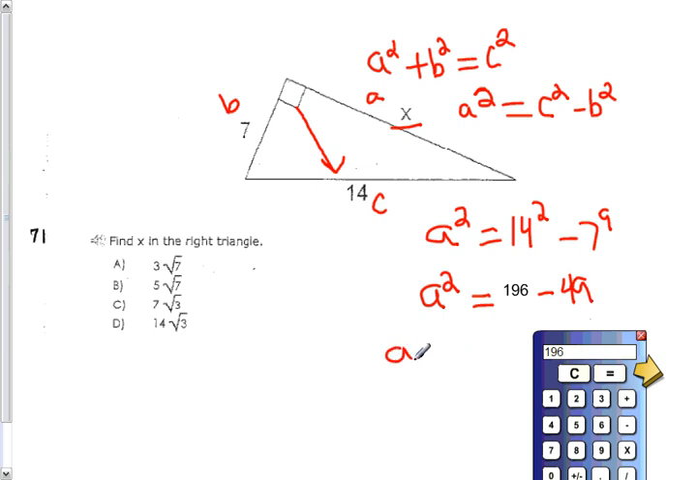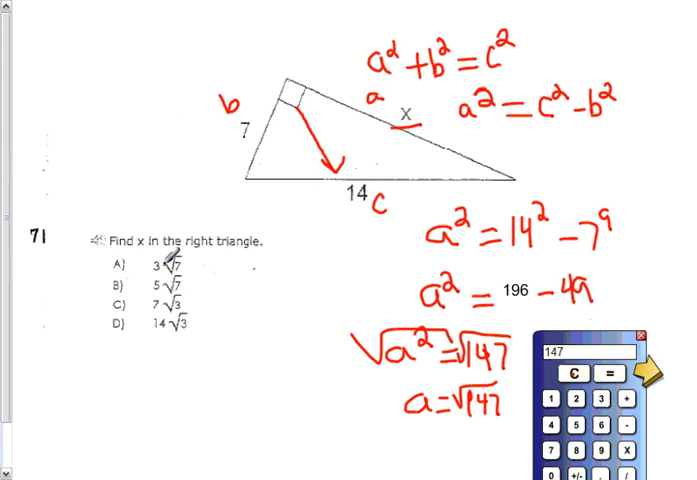So we'll come over here. We have A squared equals 196 minus 49. So let's see what that would be, just on our calculator to double check us. 196 minus 49 equals 147. And now to solve, we take the square root of both sides. So A equals the square root of 147. Now, what do we do?